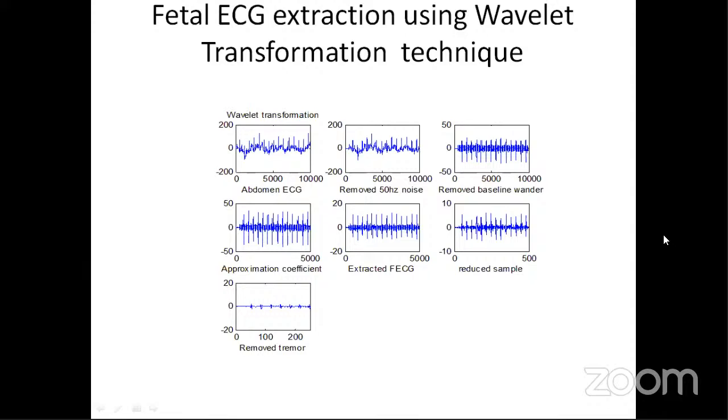I have also used the wavelet transformation technique for the extraction of fetal ECG. Again, using DWT, I have done this extraction. Again, the abdomen ECG must first be pre-processed and then subjected to the wavelet transformation to get the final fetal ECG from that. The abdomen ECG must be pre-processed; only then can we get the fetal ECG accurately.